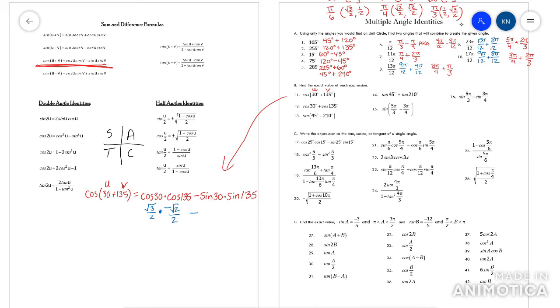Minus, okay, now I'm working on the sines. Sine of 30 degrees is 1/2, times sine of 135. That's in quadrant 2. Sine is positive there, so it's just root 2 over 2.